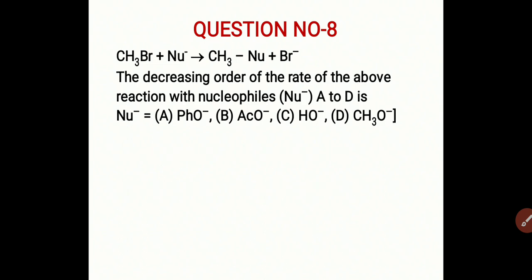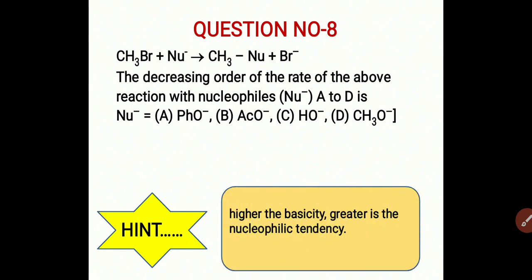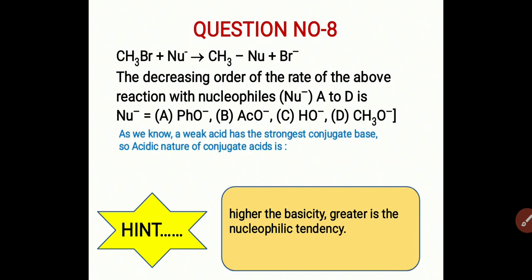First you will see what is the hint for this particular question. When such a question is given, very important in this chapter, remember: the hint is, the higher the basic nature, the higher the basicity, the greater is the nucleophilic tendency. Then which one is a stronger base? That you have to see. To see that, we will look at the conjugate acids of these, because as we know, a weak acid has the strongest conjugate base. So a weak acid has the strongest conjugate base.